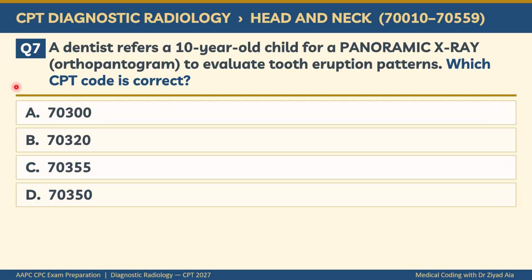For these practice MCQs, in each part I will explain a minimum of 6 questions, and the 7th question will be given as a bonus, and I'll ask you to answer the bonus question, and in the next part I will start from this 7th question, so you can get the answer for it. So question number 7 is, a dentist refers a 10-year-old child for a panoramic X-ray, that is orthopantogram, to evaluate tooth eruption patterns. Which CPT code is correct? So there are 4 answers available. Take the CPT code book and find the answer and leave the answer in the comment section. If you need the answer and explanation for this question, please follow the next part. In the next part, I will start from this question.